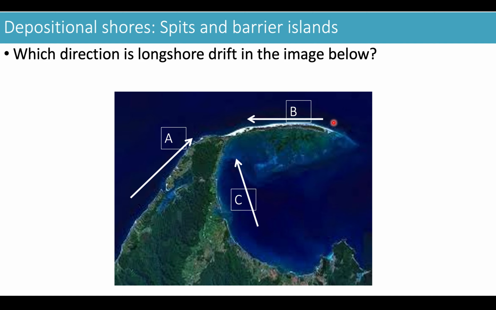B would not be allowing sediment to accumulate. It would be removing sediment from this location. C would possibly be accumulating sediment, but on the inside. So in order to get that sediment there on the outside in white, the water would have to be moving along the A arrow.